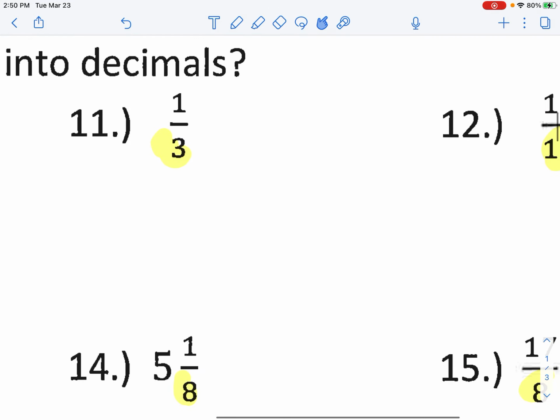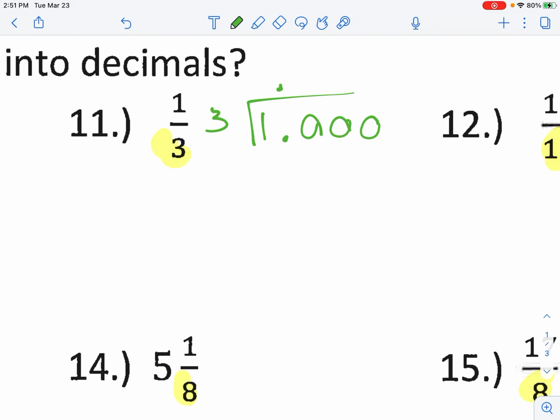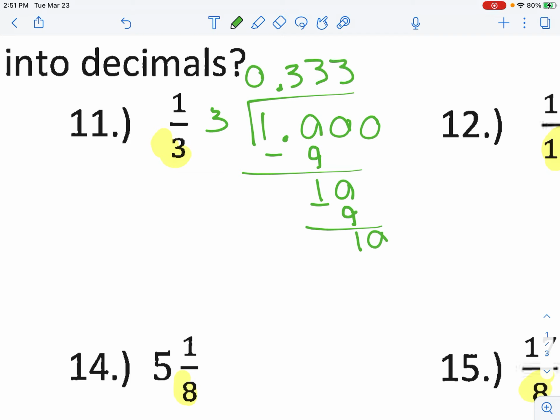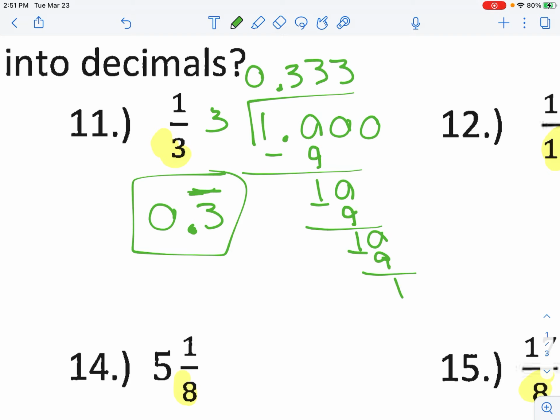If the denominator is not a factor of 10, 100, or 1,000, you're going to have to divide. Numerator divided by denominator. Add your decimals and 3 zeros. So this one is clearly repeating, so we can stop. So this equals 0 and 3/10 repeating. Make sure you put that repeating bar over that 3.